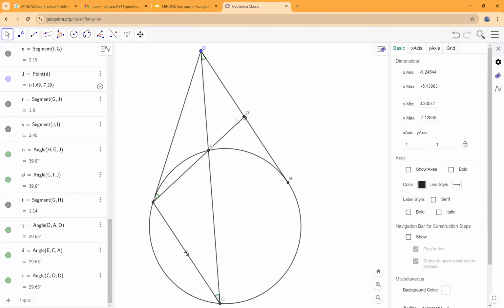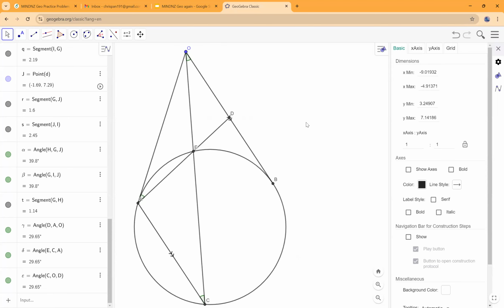Let's try using the alternate segment theorem on the other tangent as well now, right?